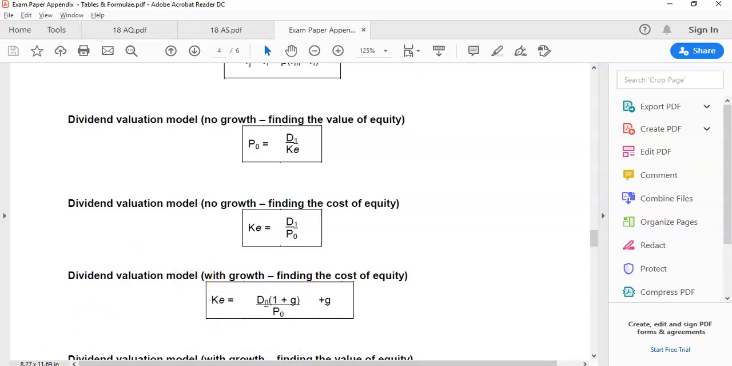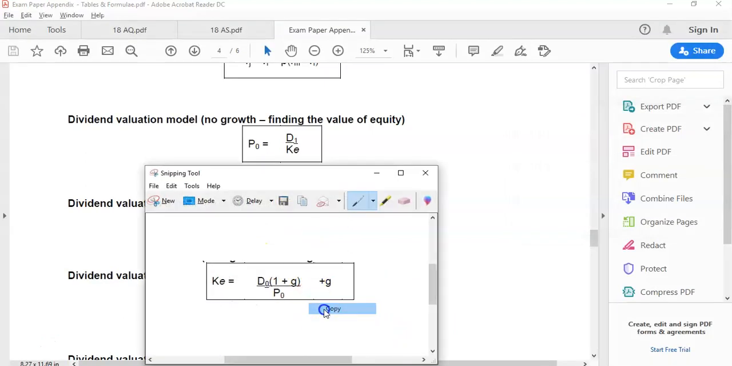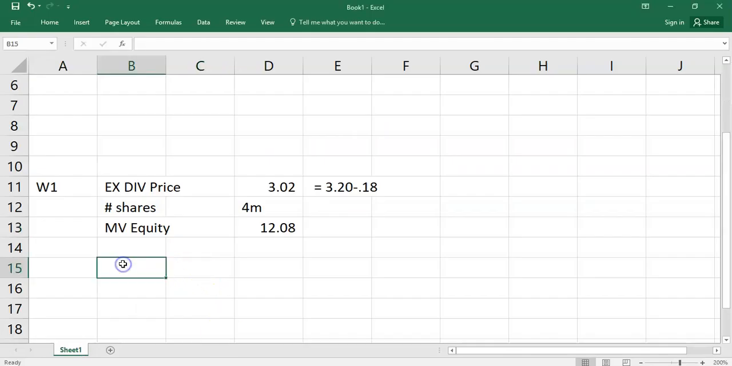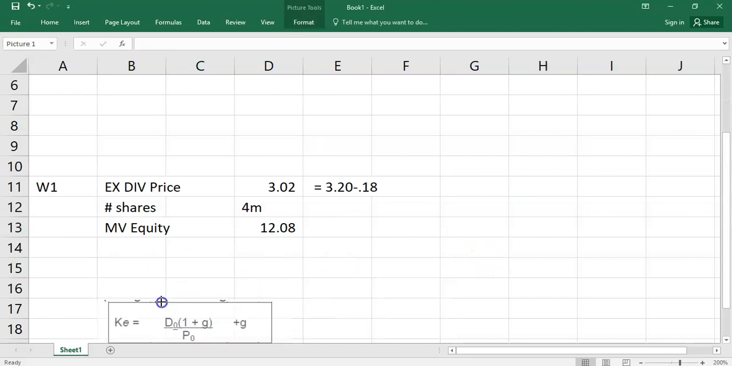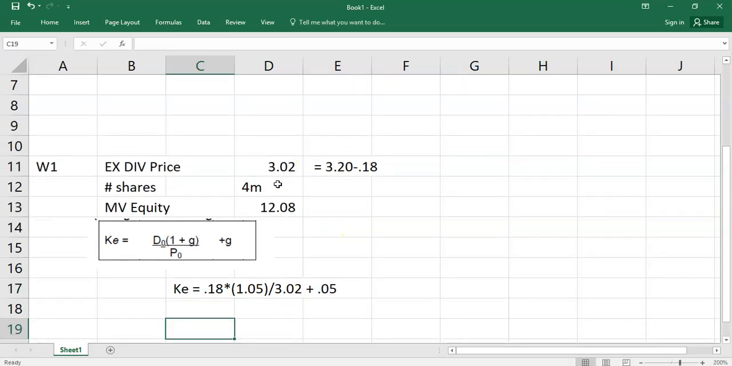So I'll snip that and I'll bring it in, just to make it easier. We have it in Excel. We'll bring it into our Excel and we'll get the cost of equity then. Make that a bit smaller. So our cost of equity, KE here, is going to be equal to 0.18 times 1.05 divided by 3.02, which is the updated price, plus 0.05. So there's a nice logic to it there. You have your formulas, so there should be no excuse not to know it. It's just a matter of picking out the right information.